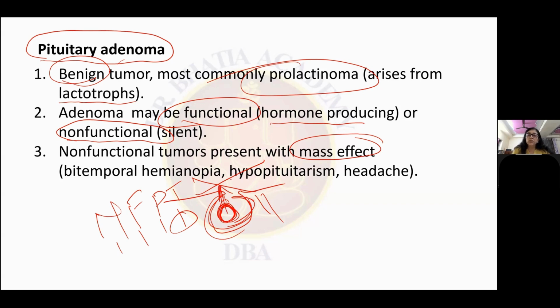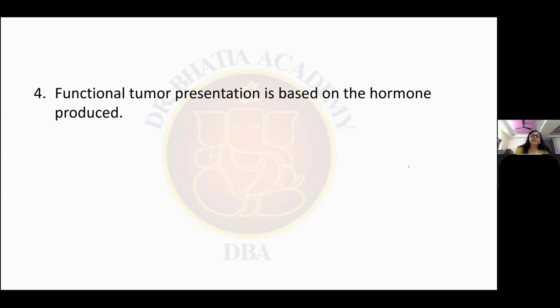If it rises on the superior side, that is on the upper side, and compresses the chiasma, it might cause bitemporal hemianopia. Or if it is occupying the whole of the space, the normal cells are not able to produce the normal hormones, there will be hypopituitarism. Then because of the stretch effect, it can also cause headaches. Functional tumors will present depending upon which hormone they are producing. That is, depending upon which cell the adenoma is arising from, that will be responsible for the clinical features.